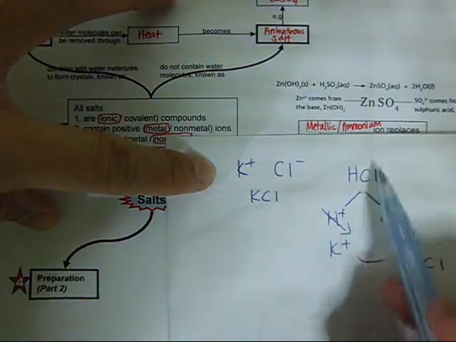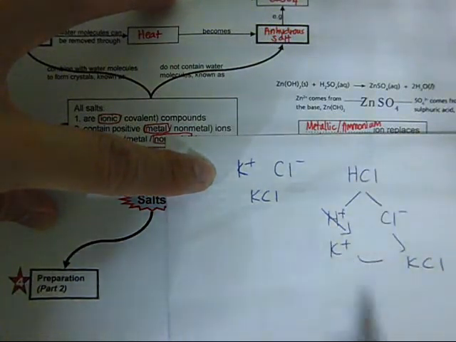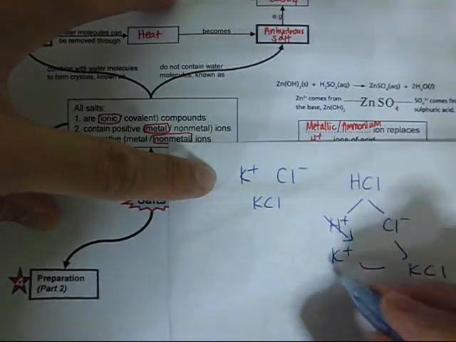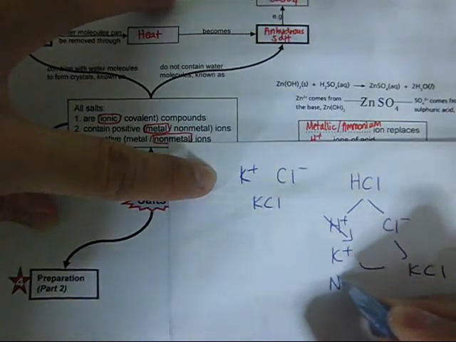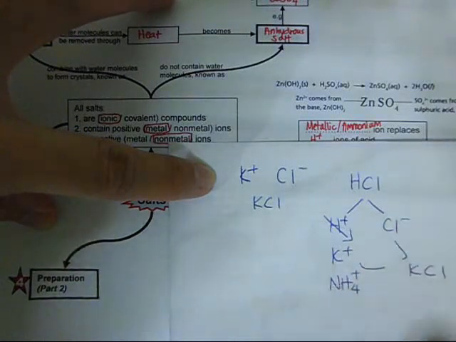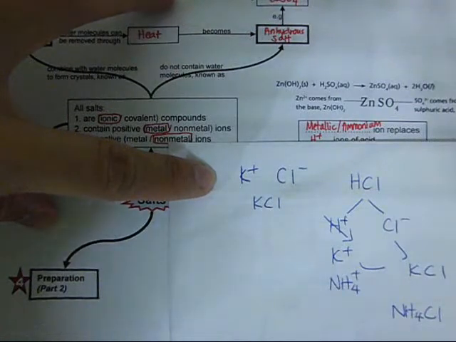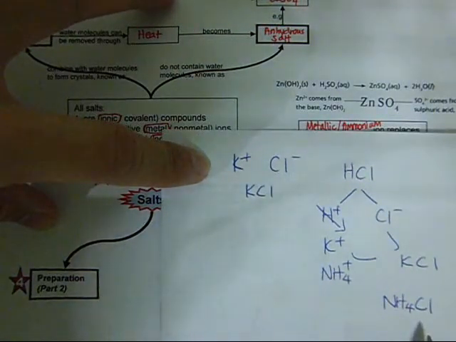When the hydrogen ion of an acid is replaced by a metallic ion or ammonium ion, for example if it is replaced by ammonium ion NH4+, then that would become NH4Cl, ammonium chloride. And ammonium chloride is an example of a salt.